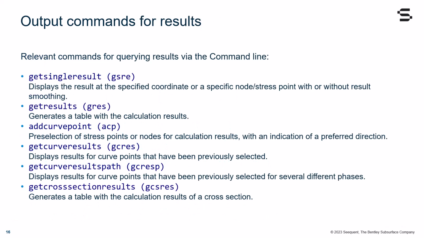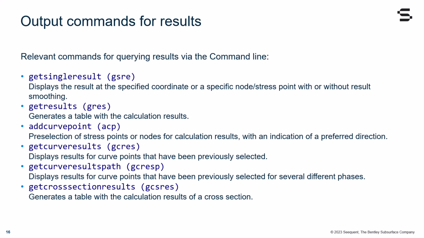PLAXIS output can provide various interesting plots, but the most important outcome of a calculation is the results. The most relevant commands for querying results via the command line are the following. Get single result. This command displays the result at a specific coordinate of a specific node or stress point with or without result smoothing. Get results. This command generates a table with the calculation results for all available nodes or stress points. Add curve point. This allows us to select stress points or nodes for calculation results with an indication of a preferred direction.